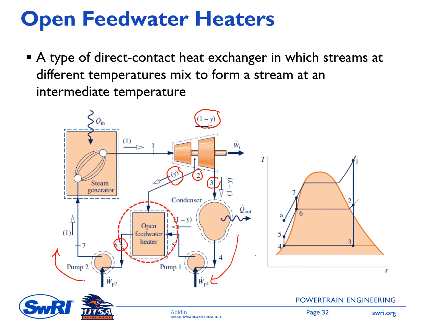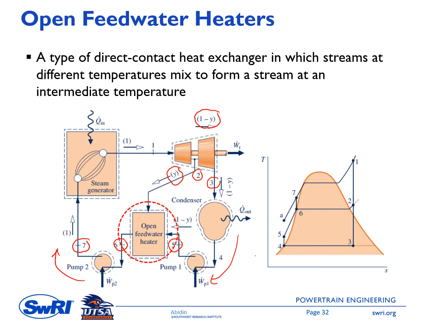In this case, you have 2 pumps. First, you need to pump the working fluid at state 4 going to state number 5 here, and then it flows through the open feed water heater. The second pump will increase the pressure from the pressure at point 6 here to the pressure at point 7, which is the steam generator pressure.